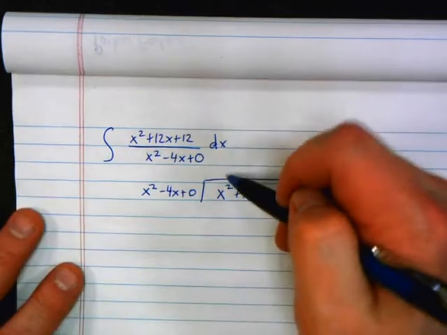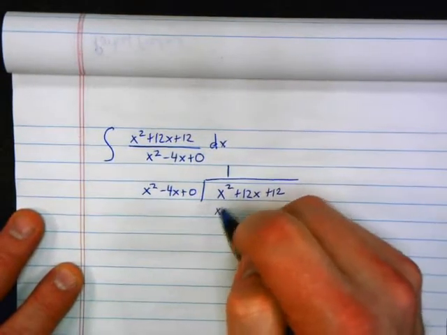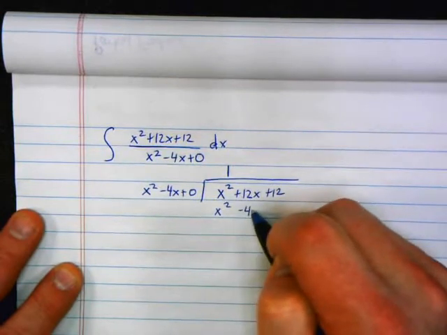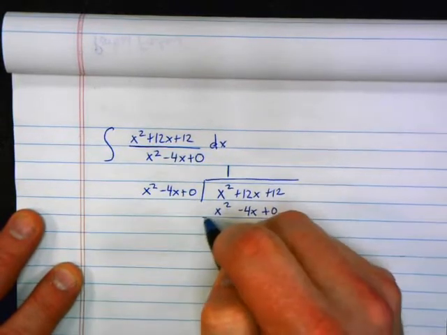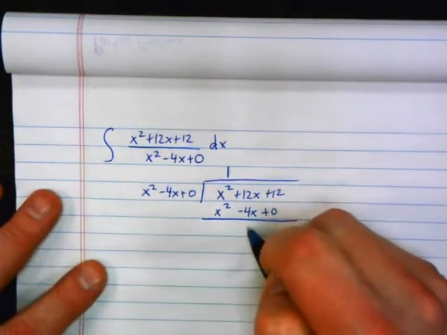What do I write? What goes here? 1. Because 1 times x squared is x squared. We're going to have x squared minus 4x plus 0. We subtract, carefully watching our negative signs, and we end up with 16x plus 12.